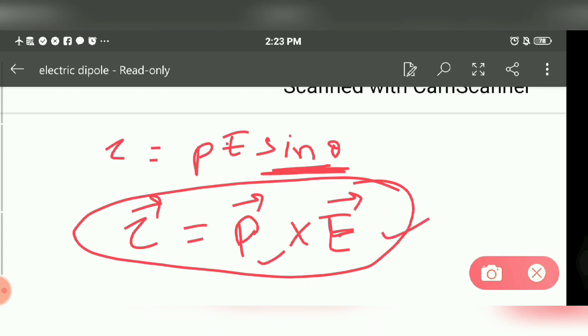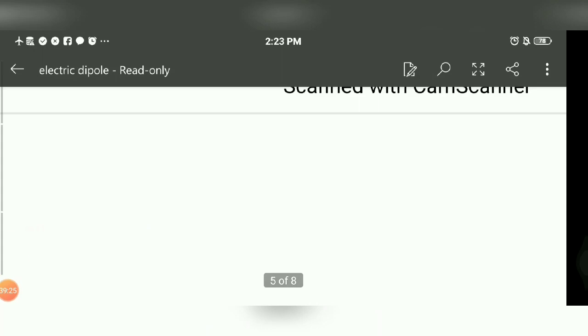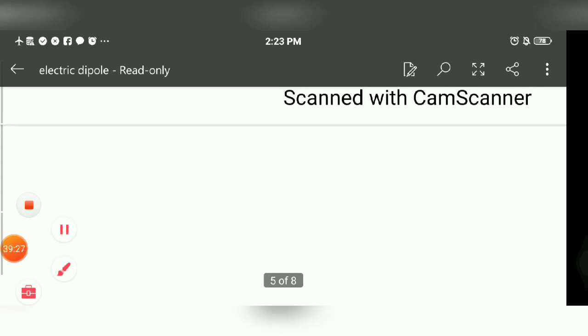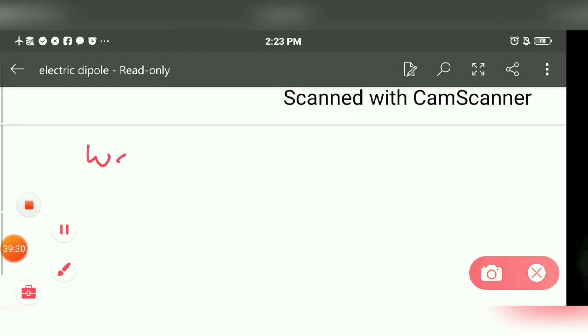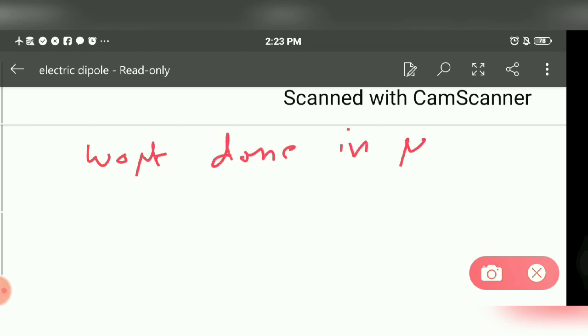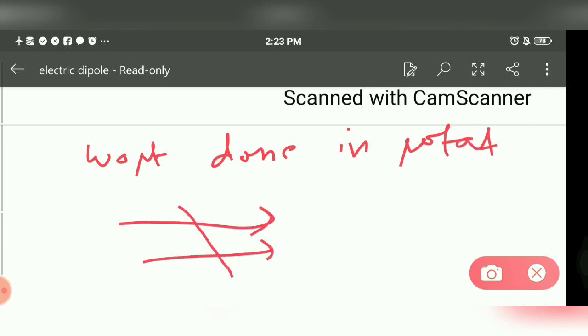Now next we have to find the amount of work done in rotating a dipole in a uniform electric field. So suppose the dipole is placed like this, making an angle theta with the field. If we rotate it by a small angle, then how much work is done? Because in the presence of a field, if we do a displacement, either angular or linear, then work is done.